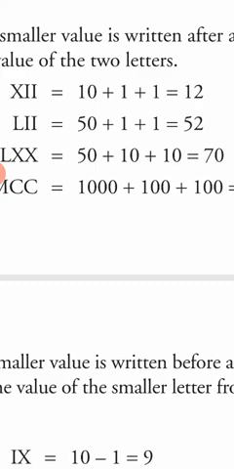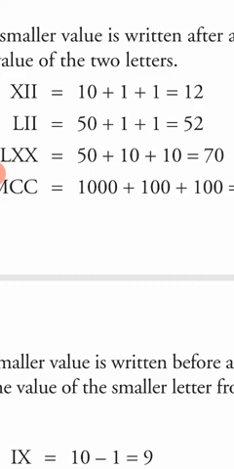So this rule is saying if the value of the smaller alphabet is written after the greater one, then you will add. So here XII, that means 10 plus 1 plus 1, that is 12. Similarly, in the next example, you can see here we have LII. Again, the value of L is 50. So 50 plus 1 plus 1, that is 52. Right. And in the third example, we have again 50 plus 10 plus 10, that is 70.